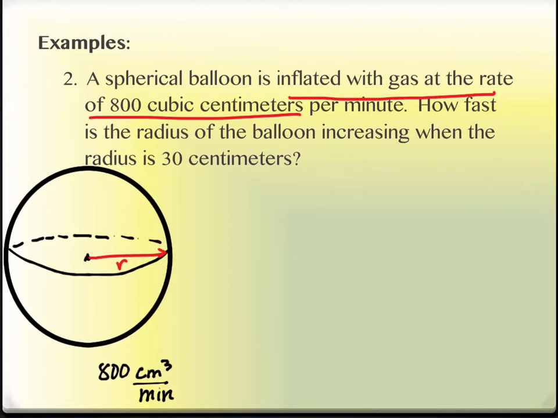What is this referencing? What quantity? Volume. It's volume, right? Cubic quantity is a volume quantity. So this is referencing how the volume is changing with respect to time. Does that make sense? Cubic is always about volume.